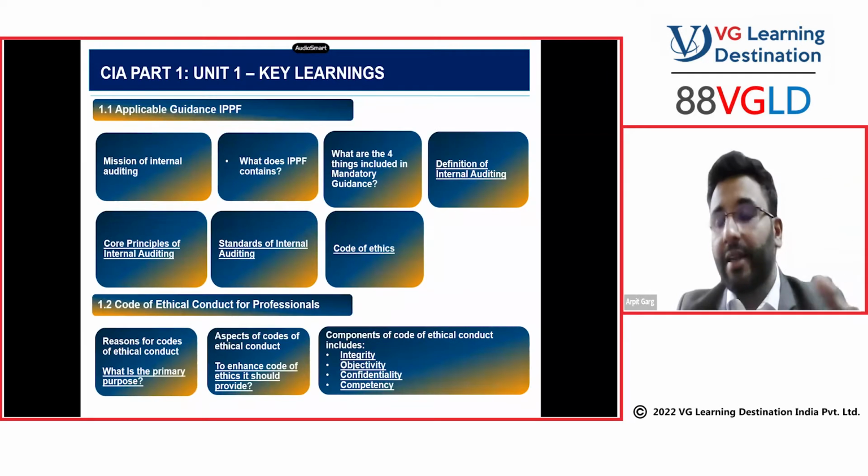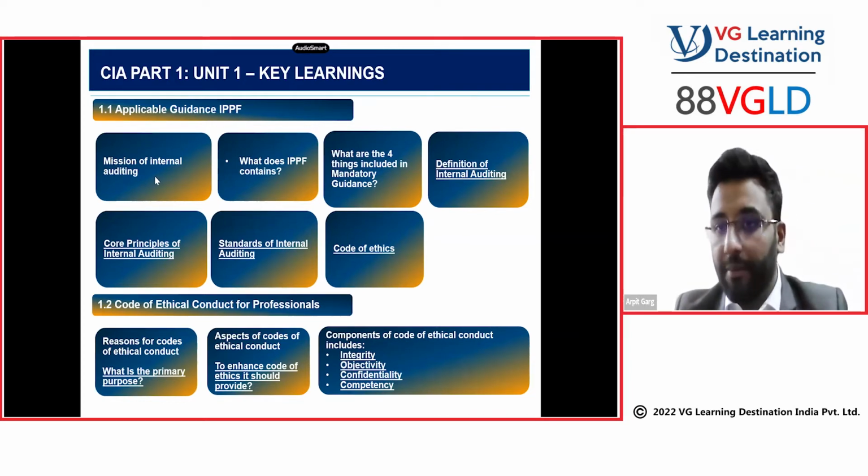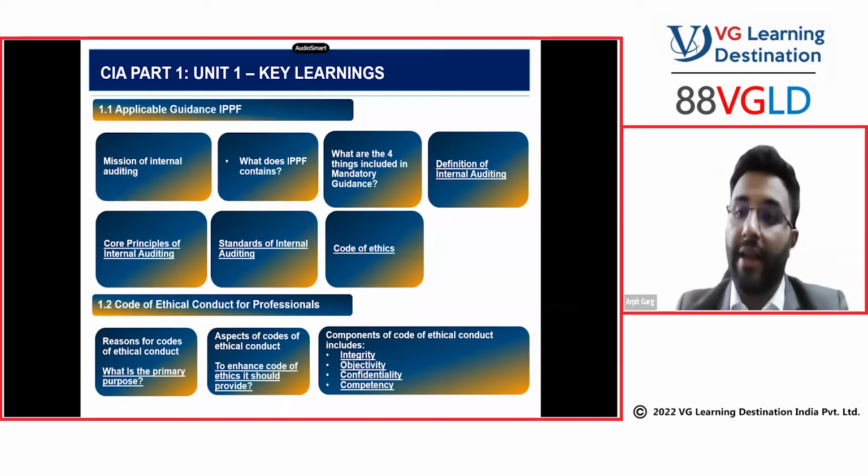So let's come back and see the key learnings that we are going to learn, and then we'll get into the detailed understanding of each of these concepts. As I said, for applicable guidance of IPPF, we are going to understand the mission of internal auditing, folks. We are going to understand what IPPF contains. Normally, when we study what IPPF contains, we'll understand that it contains mandatory guidance and recommended guidance. Mandatory guidance is now very, very important.